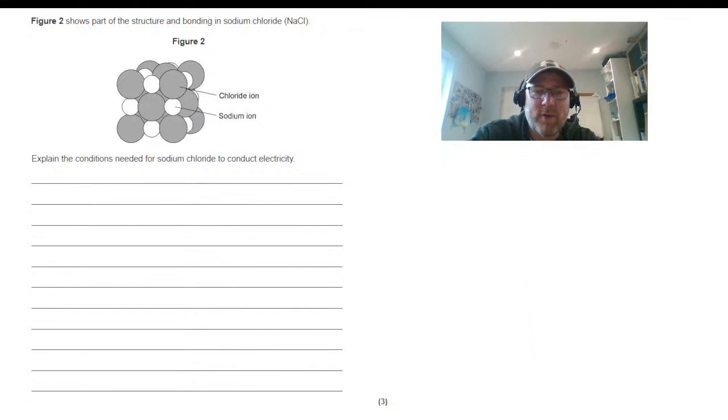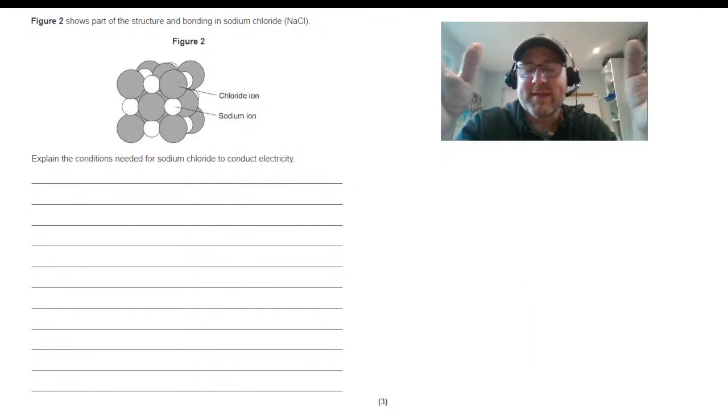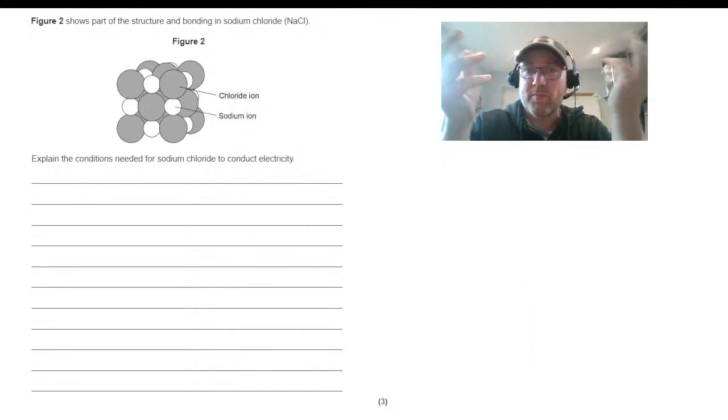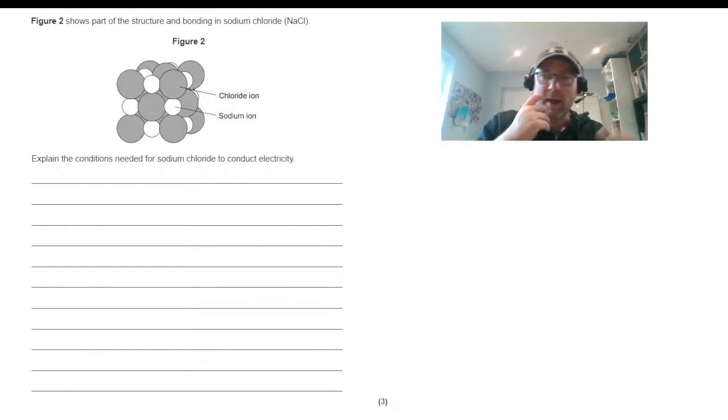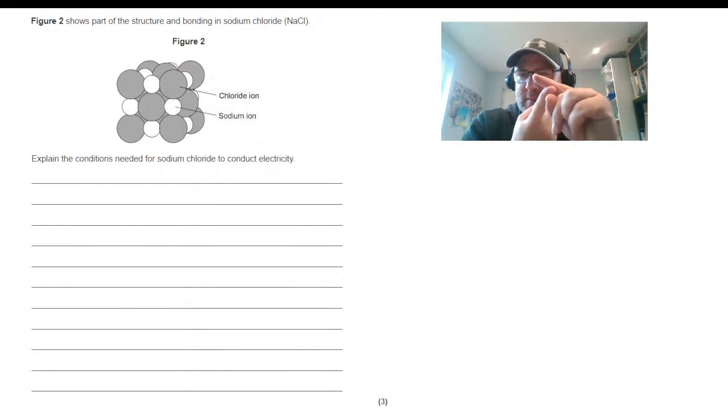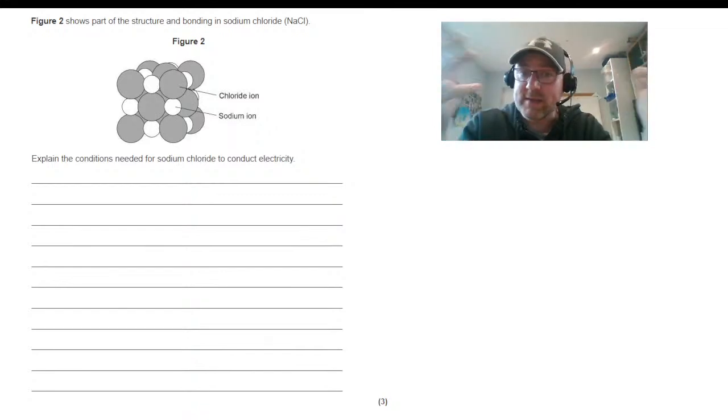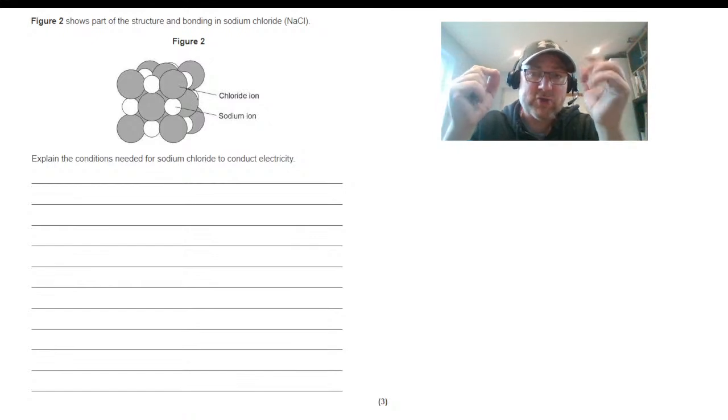Let's go up here. Okay, this is a good question. This could come up in the structure and bonding part of the paper, or it could come up under electrolysis. So this shows sodium chloride. Is sodium chloride covalent, ionic, or metallic? Sodium's a metal, chlorine's a non-metal. It's ionic. Explain the conditions needed for the sodium chloride to conduct electricity.